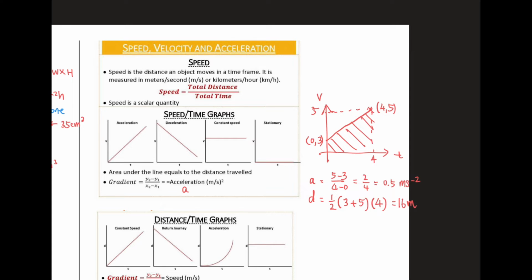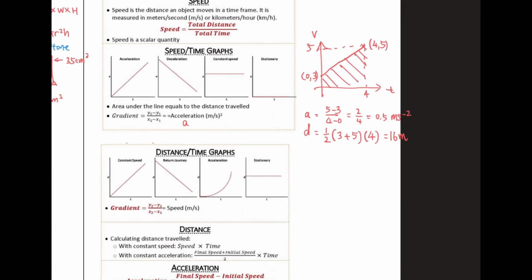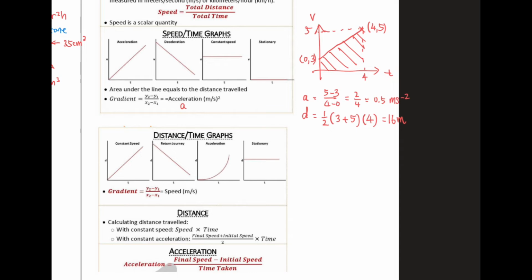Yes. But you have to remember one more thing also. This is for speed time graph. For speed time graph, the gradient is the acceleration. But if it's a different kind of graph, like distance time graph, it's different. For distance time graph, the gradient is speed. Yeah. Okay.